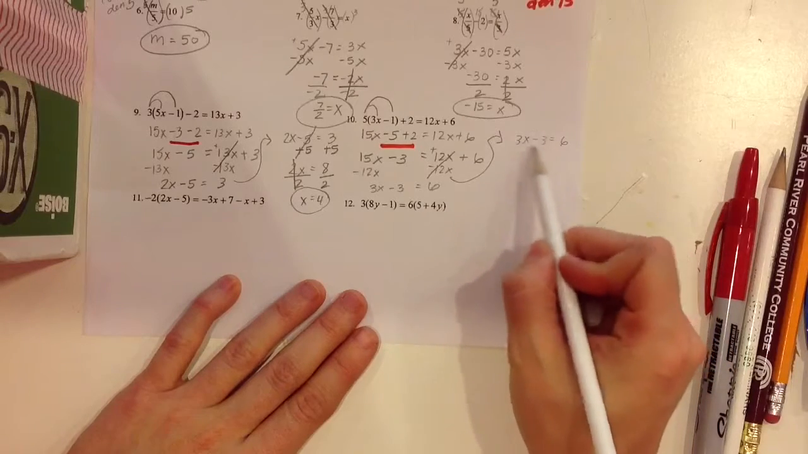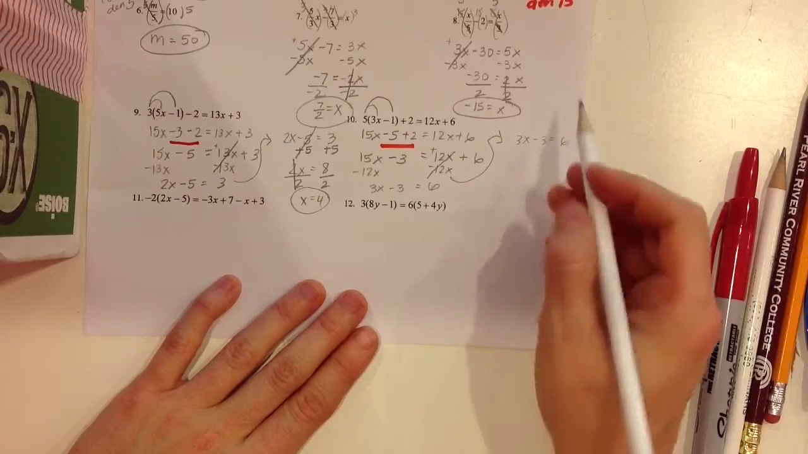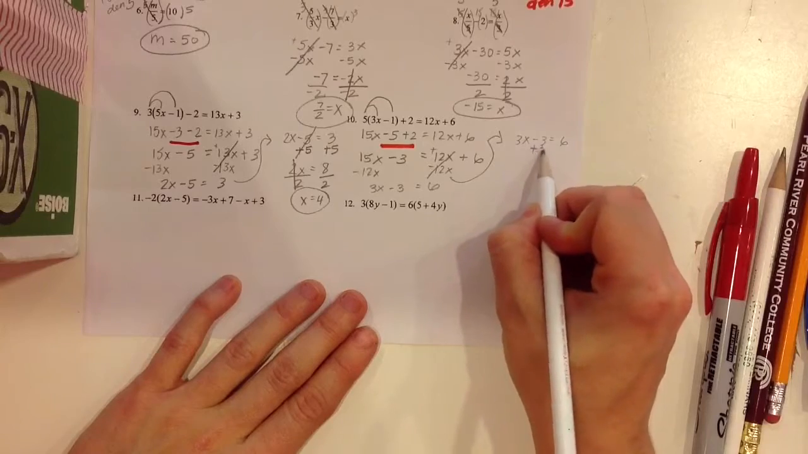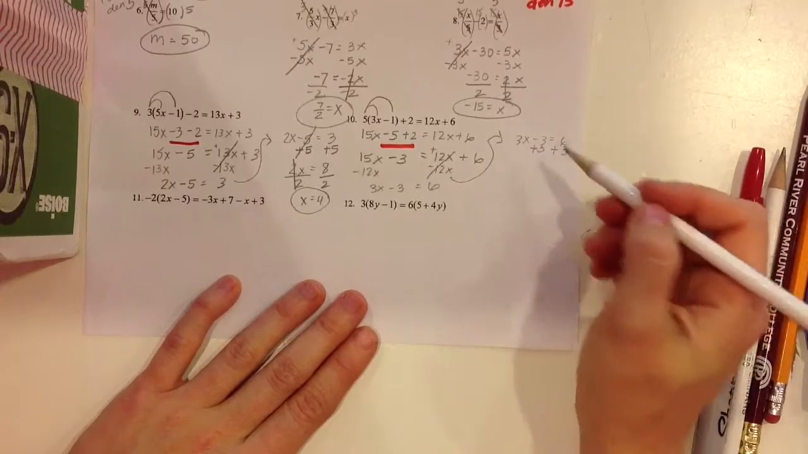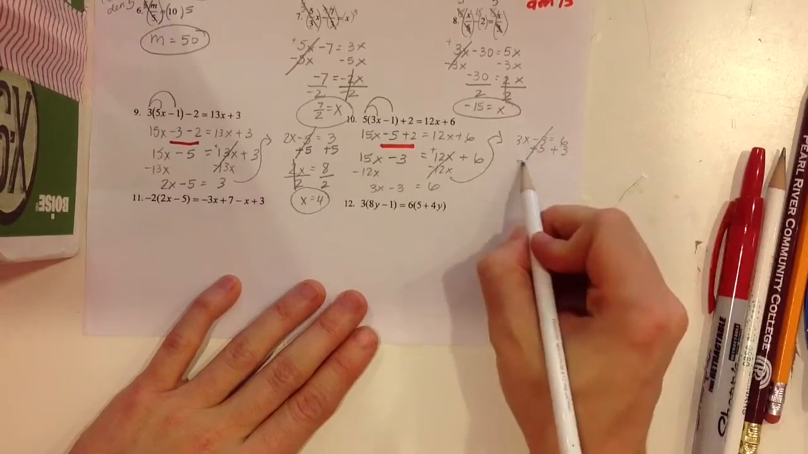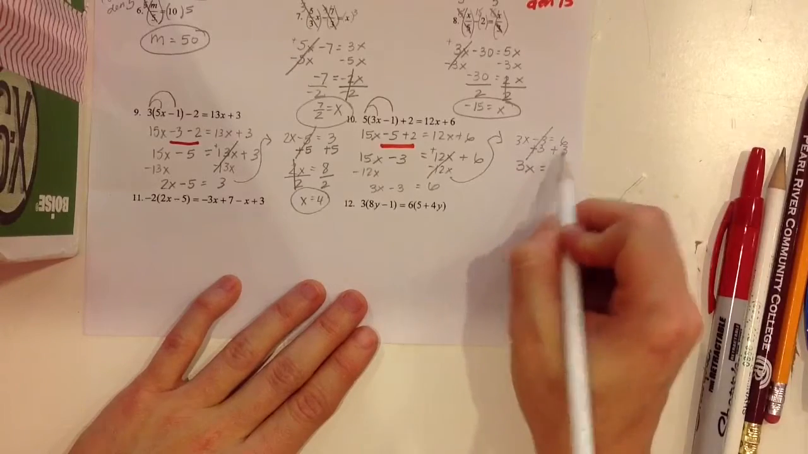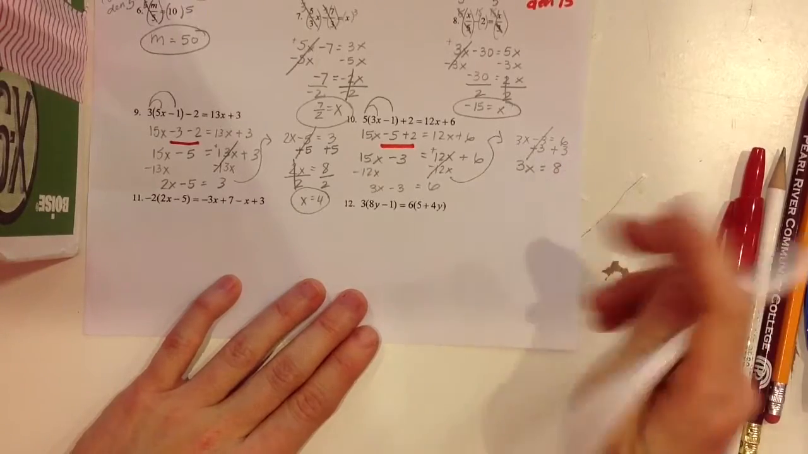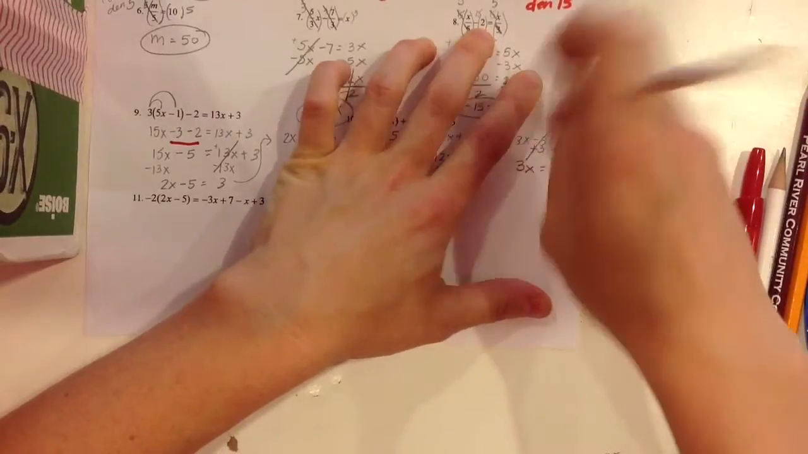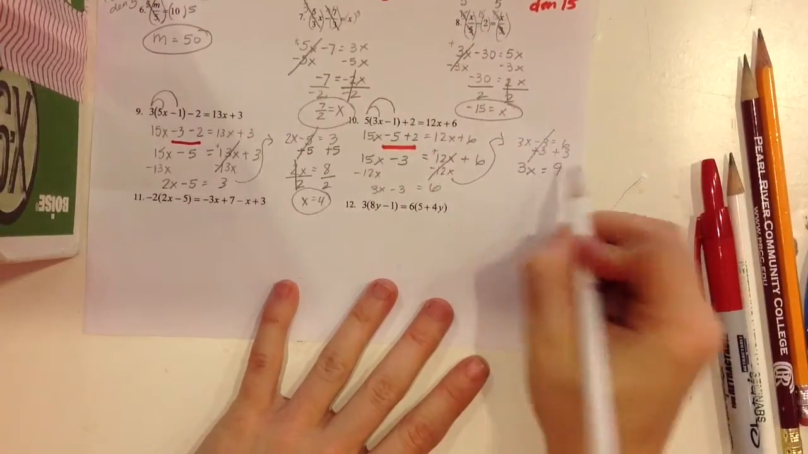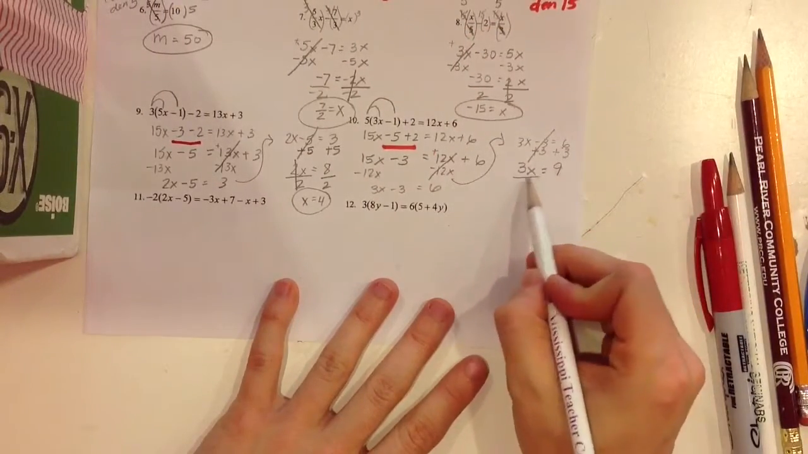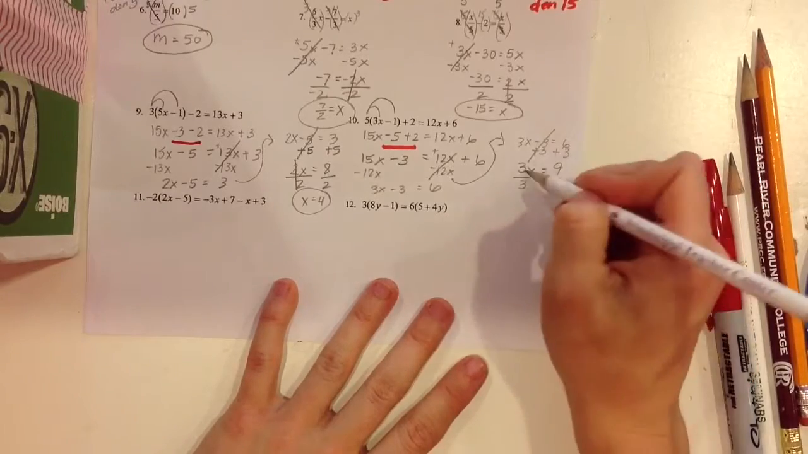I want to get rid of this minus 3. So I'm going to do the opposite of minus 3, and I'm going to add 3 to both sides. I'm left with 3x equals, same sign, add and keep the sign. So 6 plus 3 is 9. Divide both sides by 3, and x equals 3.